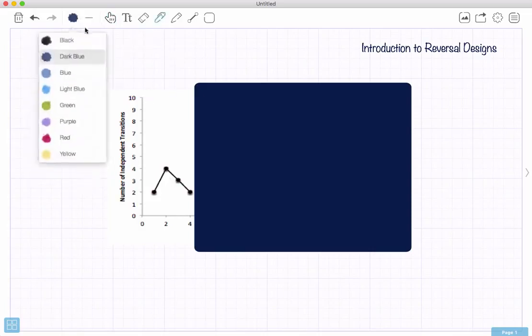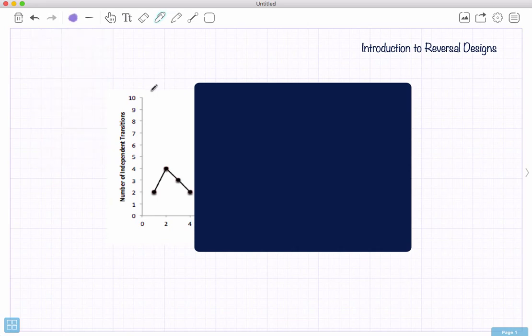So I'm going to draw an A here. Let's use a different color. A, okay. And with the baseline, for this it's the number of independent transitions that a student would make. And our intervention is going to be the use of an activity schedule to support independent transitioning through the classroom.